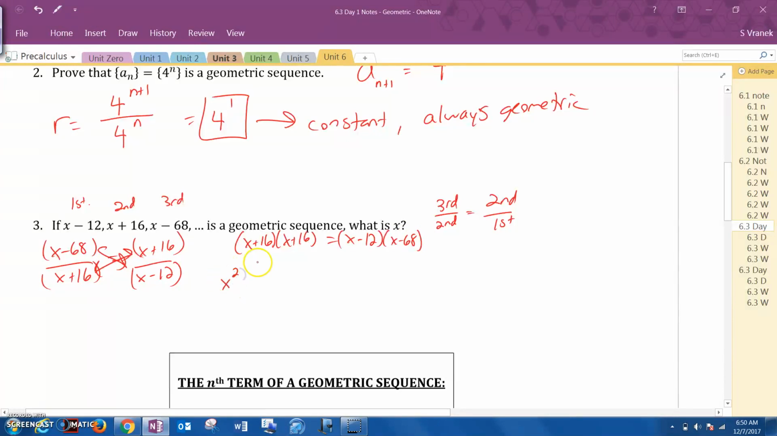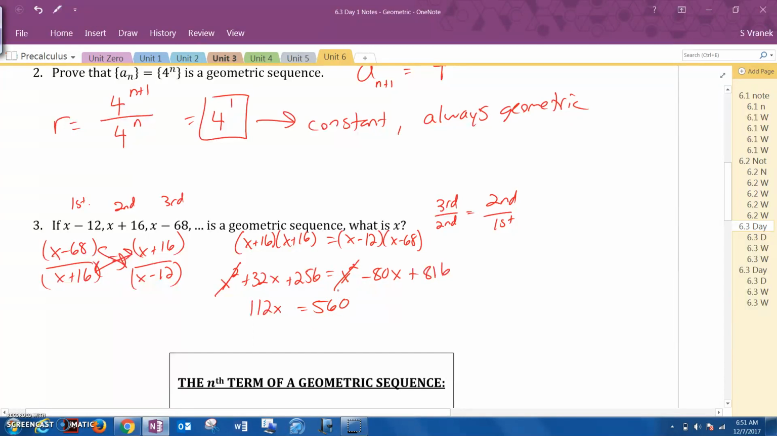So on this side we get x squared plus 32x, and then 16 times itself is 256. On this side we get x squared, then we get minus 80x, and then 68 times 12 is 816, and that's going to be a positive. So the nice thing here is you should note that the x squareds will cancel, so this isn't actually a quadratic. These will cancel, so now we just move our x's over. 32 plus 80, you get 112x. If you move the 256 over, you get 560.